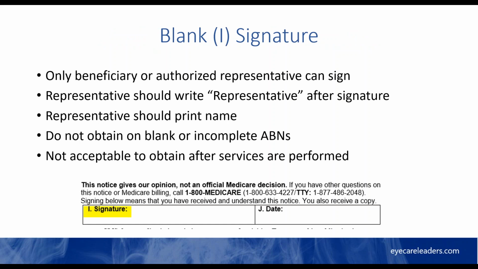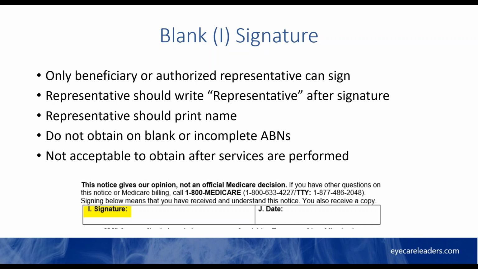And blank I is our signature. The beneficiary representative must sign the notice to indicate that he or she has received the notice and understands its contents. If a representative signs on behalf of a beneficiary, he or she should write out representative in parentheses after his or her signature. The representative's name should be clearly legible or noted in print.